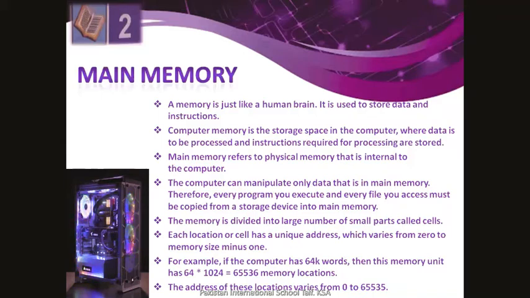The computer can manipulate only data that is in main memory. Therefore, every program you execute and every file you access must be copied from a storage device into main memory. The memory is divided into a large number of small parts called cells. So students, remember that your memory is divided into small cells, and your data is stored in the form of cells. These cells are called locations. Each location or cell has a unique address which varies from 0 to memory size minus 1.